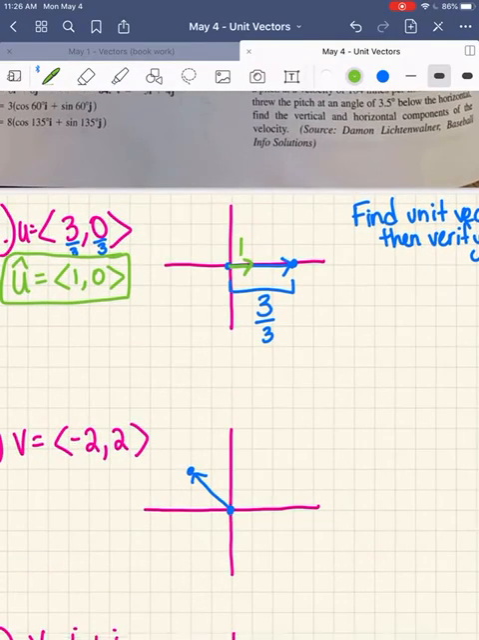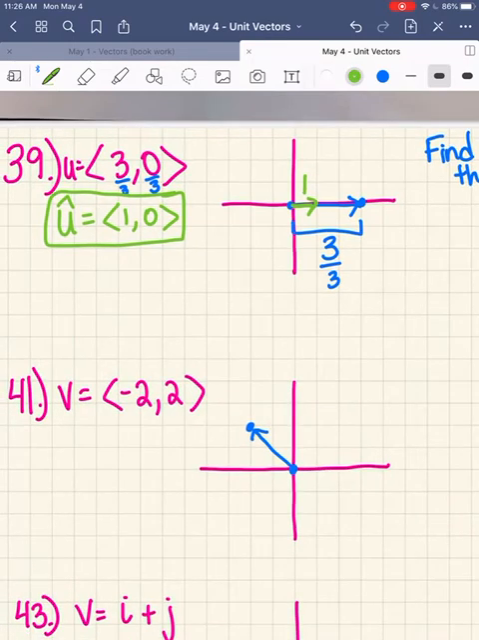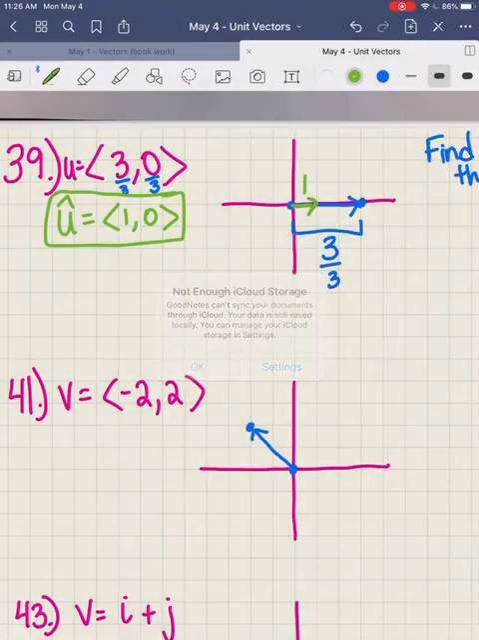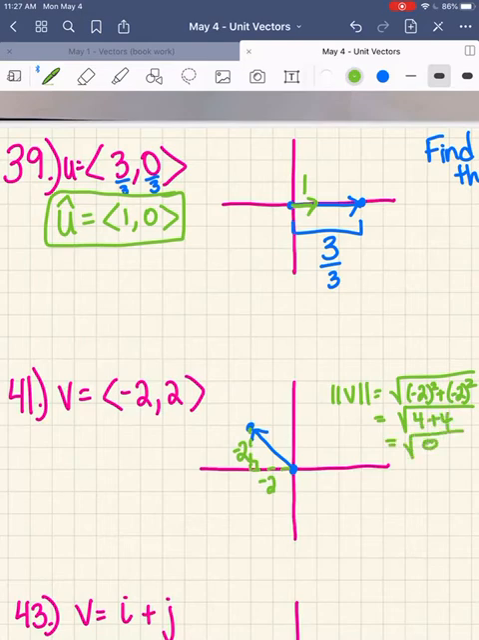Okay? All right, the next one's not so straightforward because it's not perfectly horizontal or vertical. So I can't tell you what this magnitude is just looking at it. So I'm going to need to do Pythagorean theorem. Okay, so I'm going to go -2 and 2. So my magnitude of V is going to be -2 squared plus -2 squared. And then 8 can break down into 4 times 2, and the square root of 4 is 2.